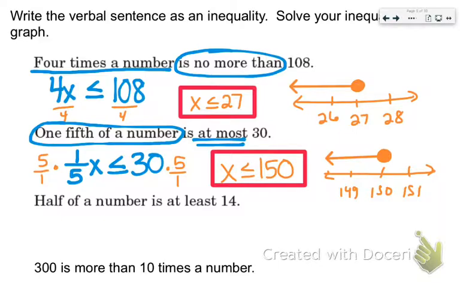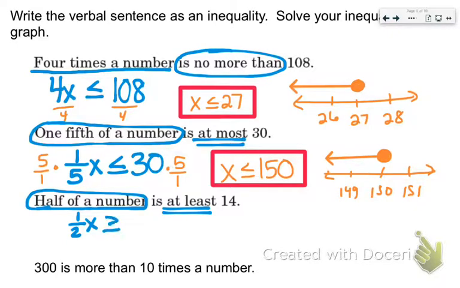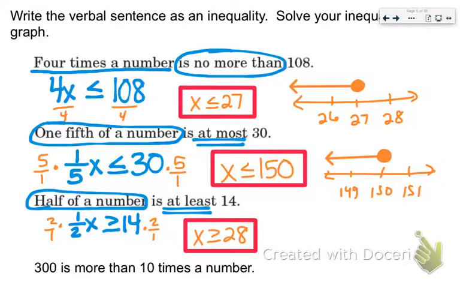Next problem, half of a number is at least 14. So 1/2 of a number, that's 1/2 times some number x, is at least. So it can be 14, but it needs to be 14 or bigger at least. So we need greater than or equal to. Greater than, it can be more than 14, but it can be equal to 14. So when we go to solve this problem, multiply both sides by the reciprocal, 2 over 1, giving us x is greater than or equal to 28.